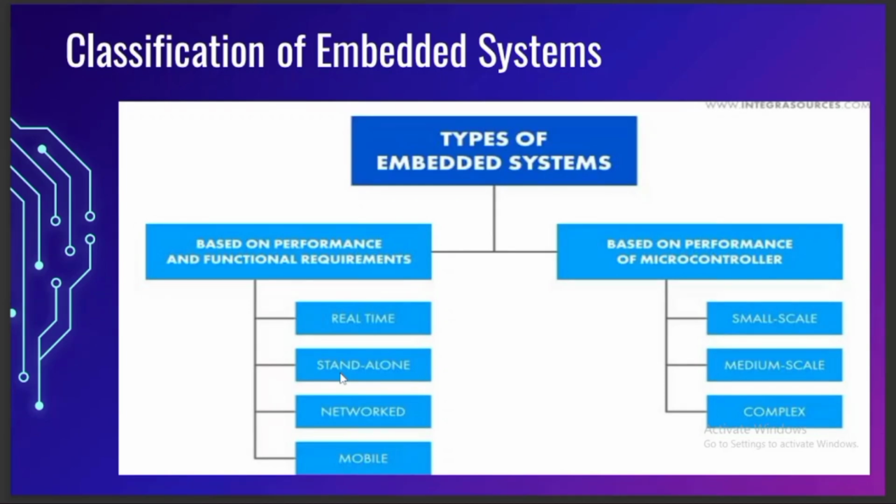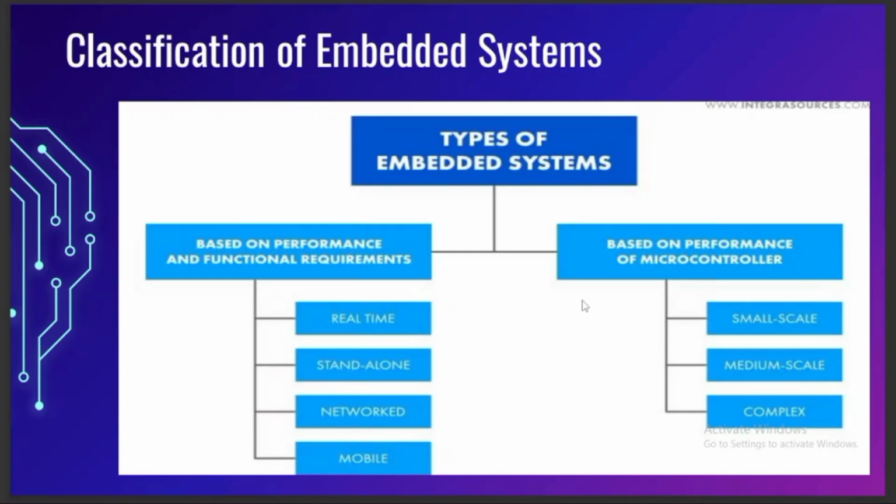Means we don't have any desired output for the standalone embedded systems. Coming into the third one, the networked embedded systems. These are usually general purpose processors. Then coming into the fourth and the last, the mobile embedded systems. These are embedded in mobile phones, cameras, etc., and many more places as well.